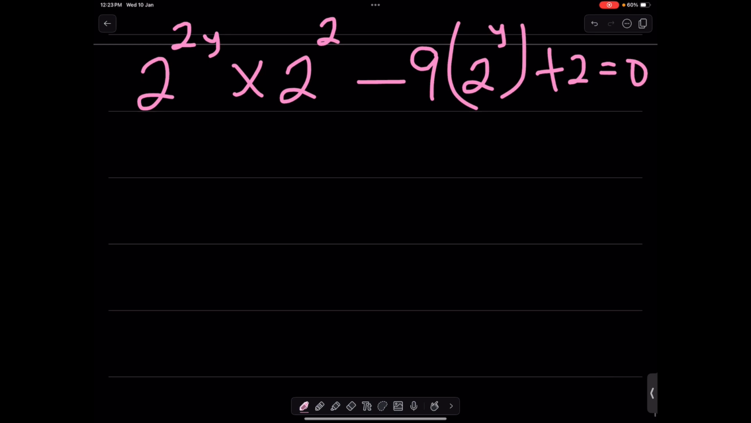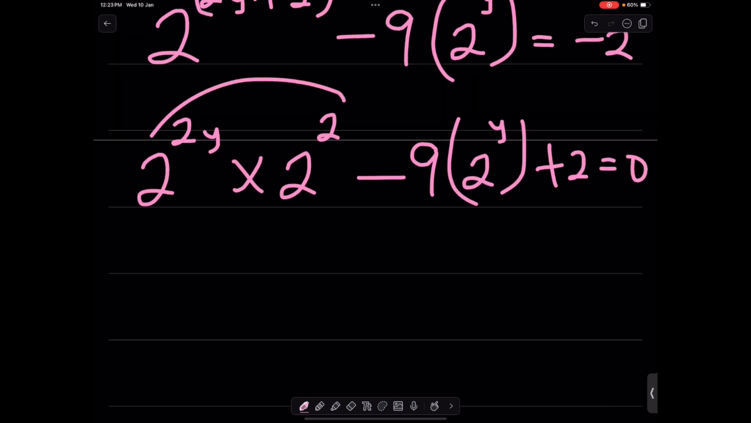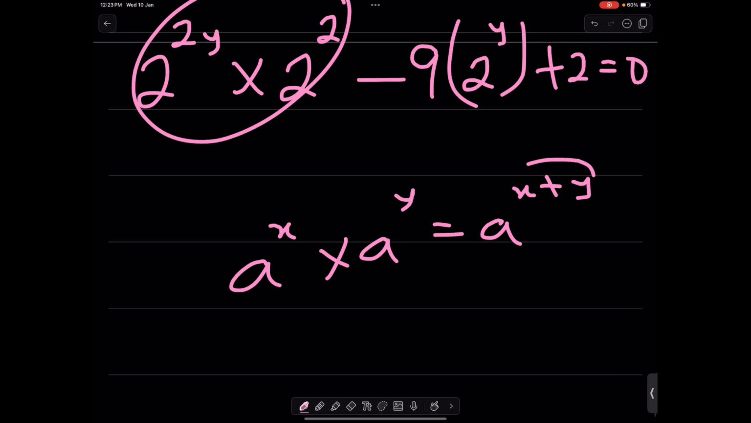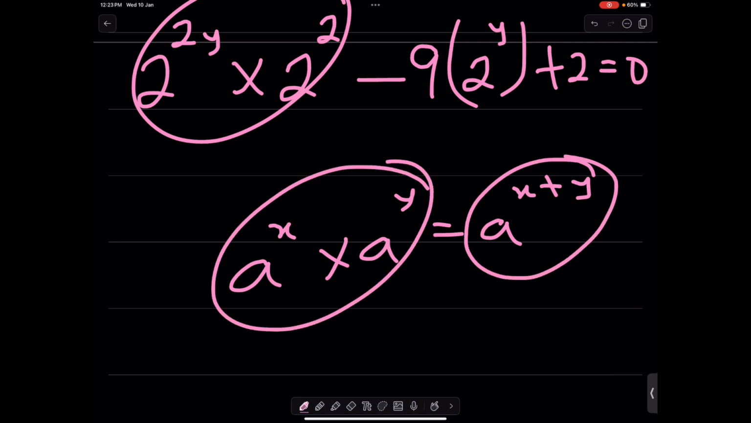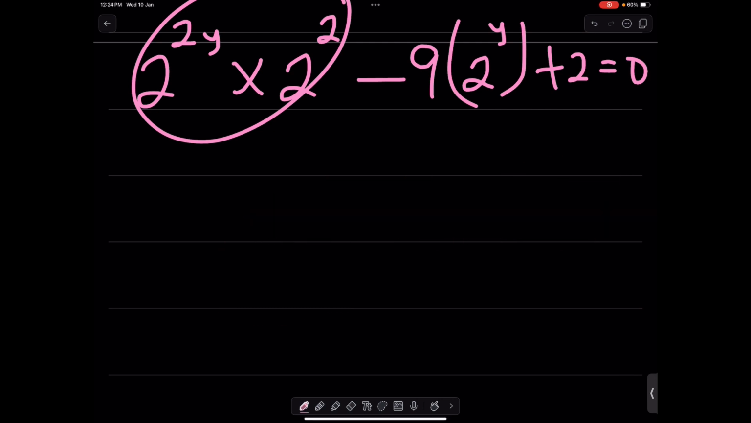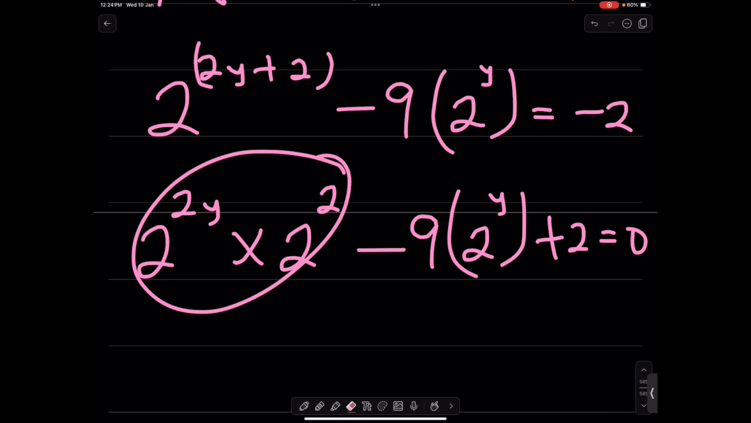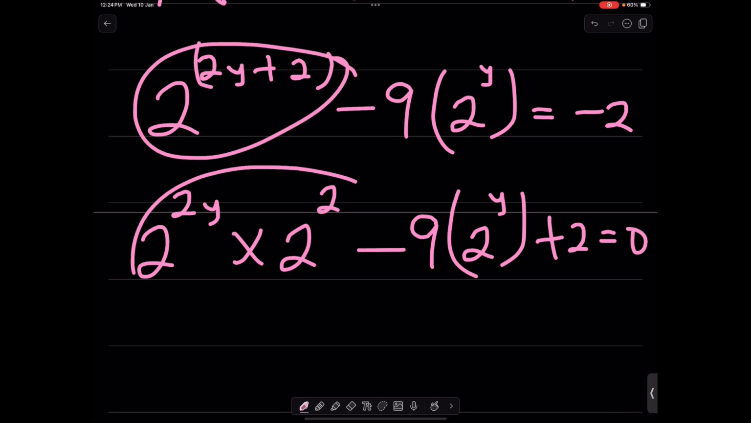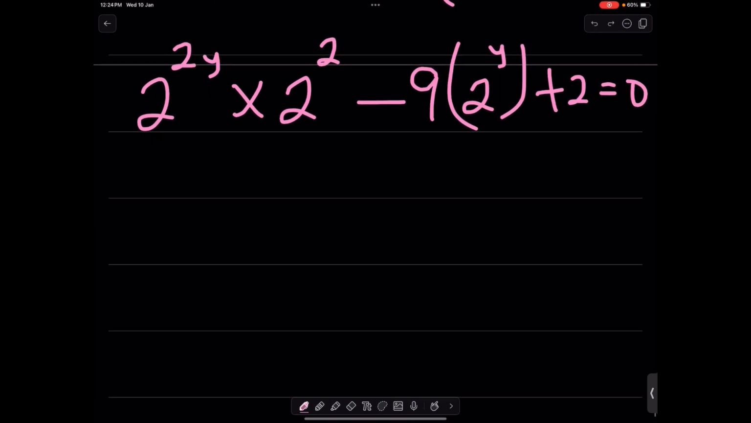Now, of course, what I did here, I know that a raised to power x times a raised to power y equals a raised to power x plus y. So that means I can write a raised to power x plus y as a raised to power x times a raised to power y. And that was the same thing I did here. I wrote 2 raised to power 2y plus 2 as 2 raised to power 2y times 2 raised to power 2. Now, so where do we go from here?